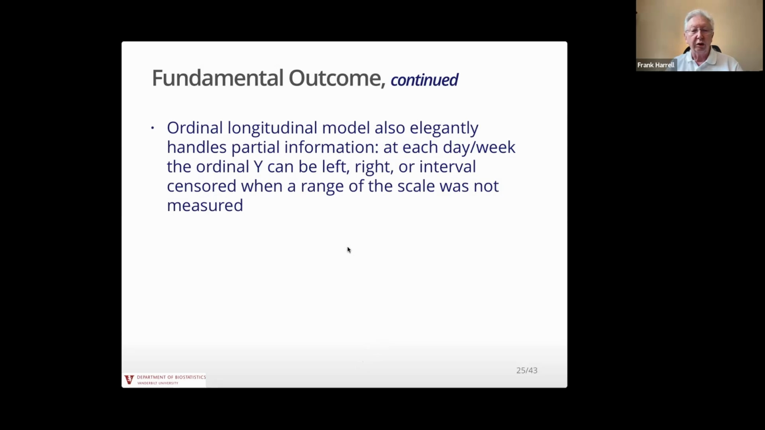An ordinal model also elegantly handles partial information. At each day or week, the ordinal model can use an outcome or patient status that's left censored, right censored, or interval censored when the range of a scale was not measured on a given time period.